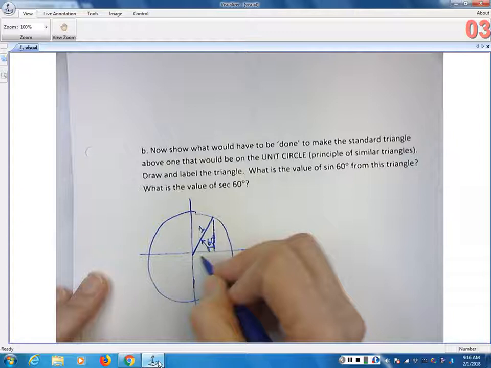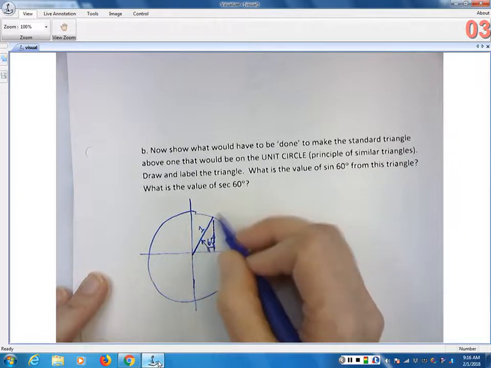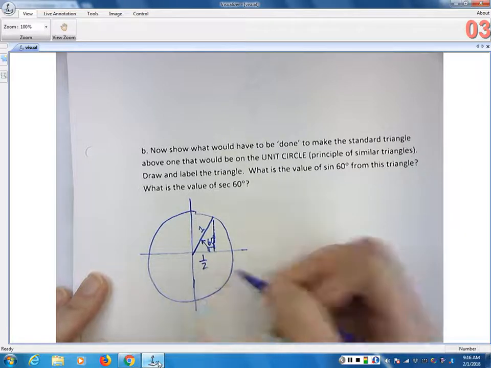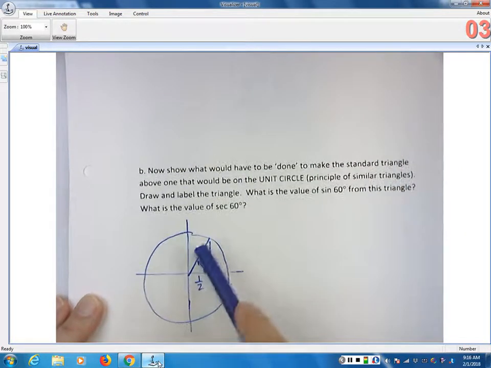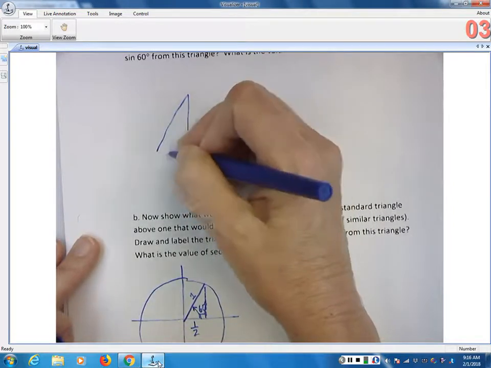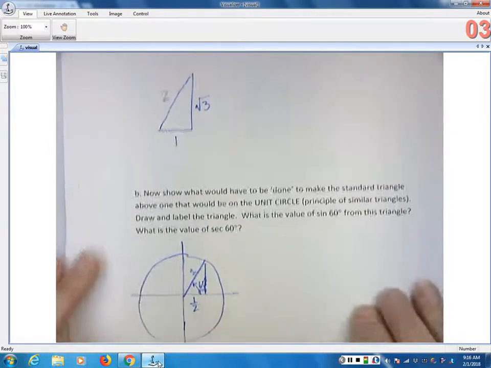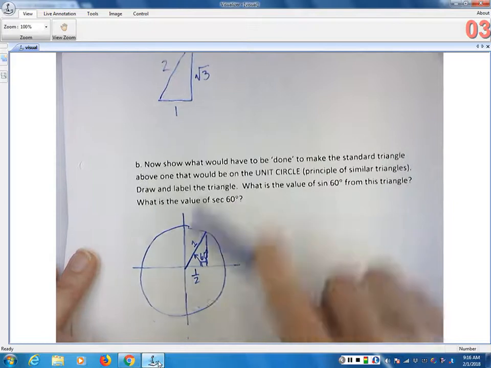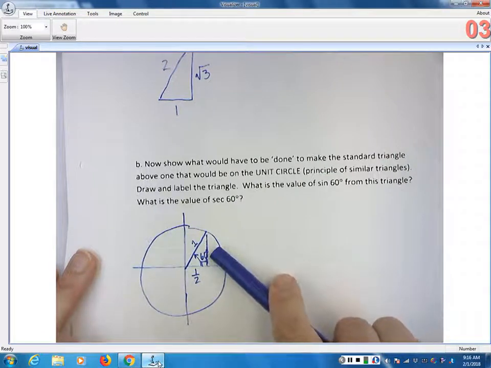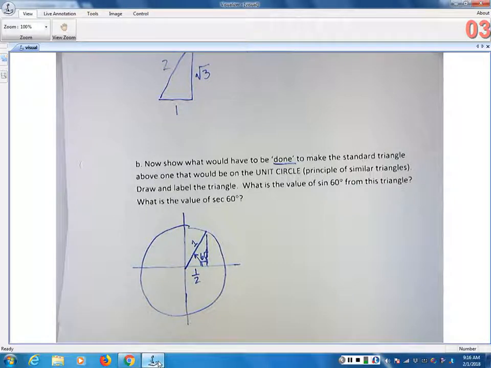And so, on a 30, 60, 90 triangle, the shorter side is half the hypotenuse. So this is a half. So you have your standard triangle. How would you get from your standard triangle, if I draw it the same way, was 2, 1, square root of 3? So what would you have to do to all of these values so they come out right on this triangle? This is what would have to be done. You have to divide by what? 2. That's all. It was a concept question. You divide by 2. Okay?